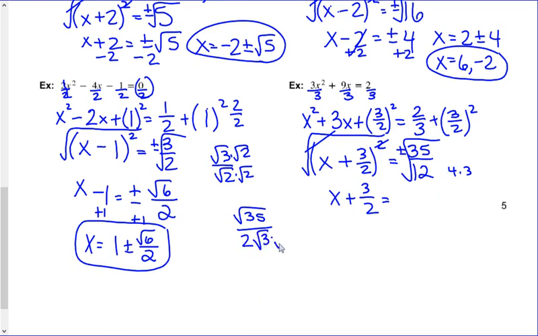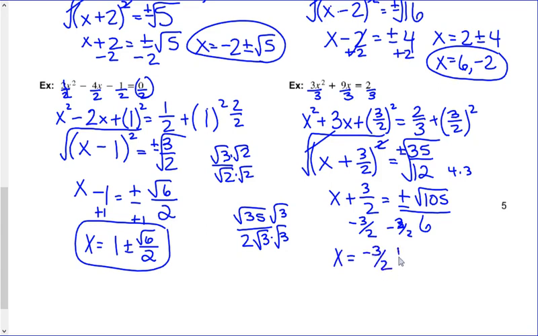And so this, when I rationalize, just like what we just did with this up here, I'm going to multiply top and bottom by root 3. So what I end up getting on this side is plus or minus 3 times 35 is 105 over root 3 times root 3 is 3 times this 2 out front gives me a 6. So make sure that you have that there. Okay? Final answer. I'm going to subtract 3/2 from both sides. Whoops, that should be a 3. And my final answer for x is going to be negative 3/2 plus or minus root 105 all over 6. And that is our final answer.